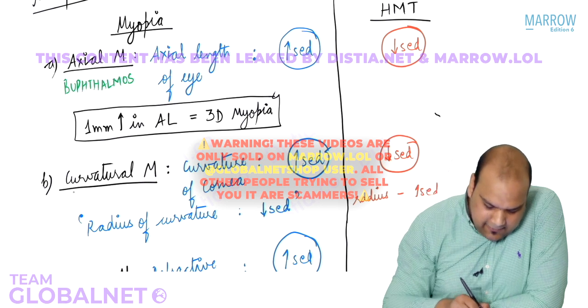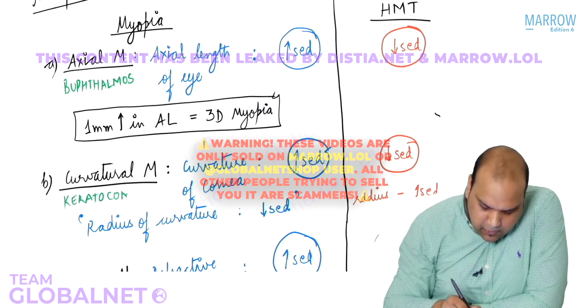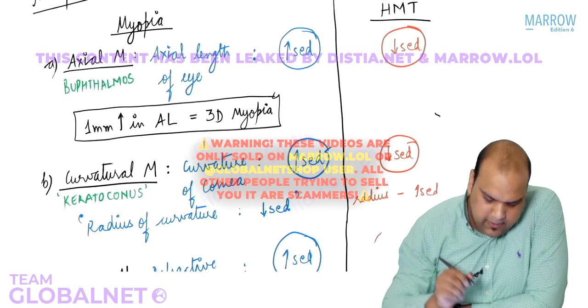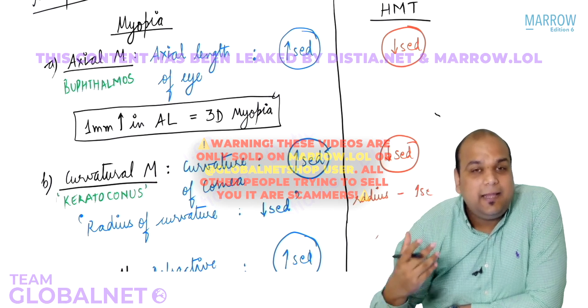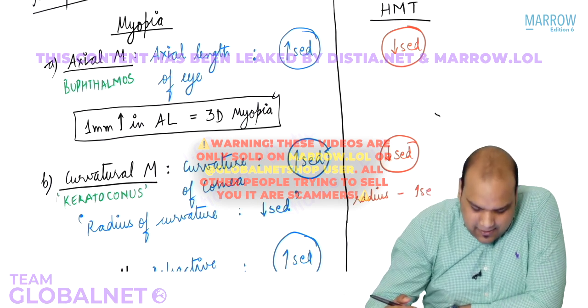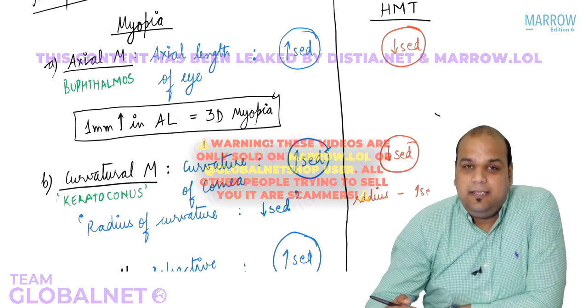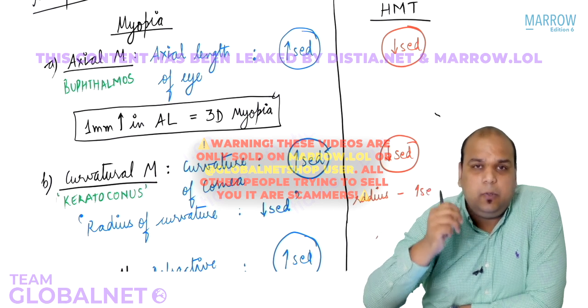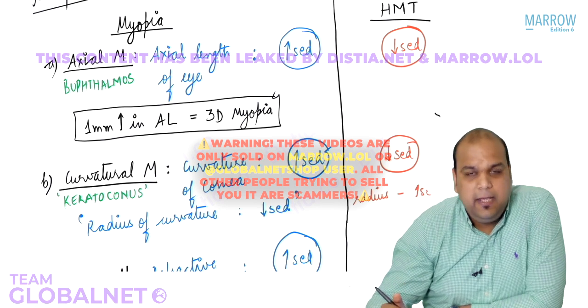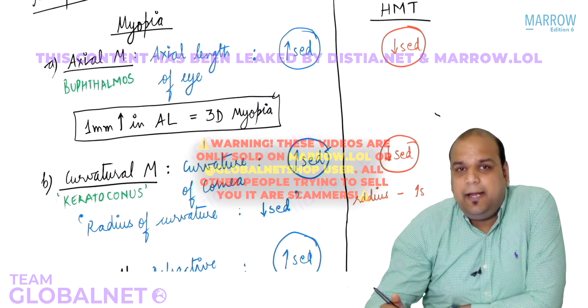Done? And if I say keratoconus, this has been covered in the chapter on cornea, guys. If you see keratoconus, a cone-shaped cornea, the curvature will increase in a cone, and that is why it will lead to curvatural myopia. Right? This is what I want you to do. I want you to be able to correlate. I have written certain correlations here for all of you. Done, everybody? So these are the mechanisms of myopia and hypermetropia.